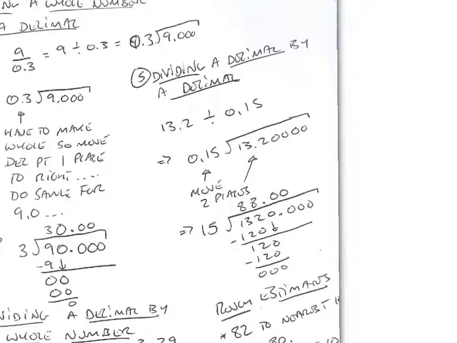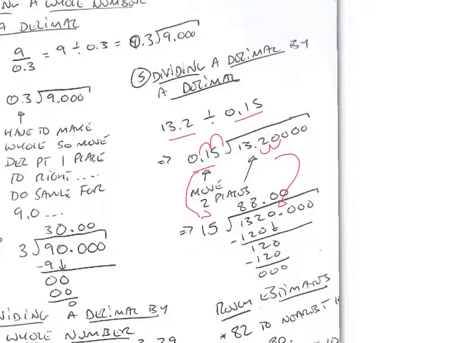And again, we're dividing a decimal by a decimal. So here we're dividing 13.2 by 0.15. So we've 0.15 out here. That needs to be a whole number. We need to move the decimal point 2 places, which we do to get 15. And we must do the same to the 13.2. So we must move that 2 places, so that becomes 1320. So now we're looking at 15 into 1320, the very same as 0.15 into 13.2.